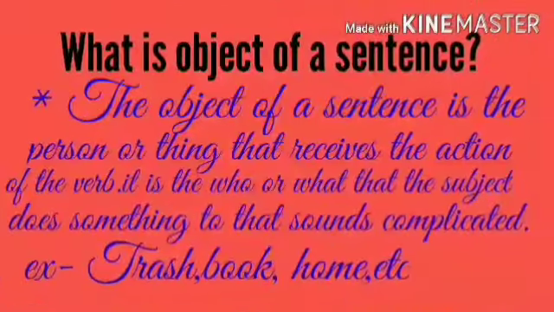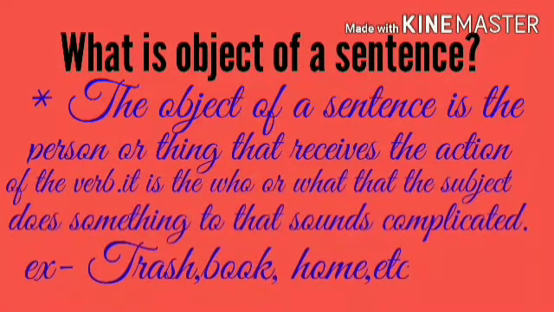Here the next question is, what is the object of a sentence? The object of a sentence is the person or thing that receives the action of the verb. It is the who or what that the subject does something to, that sounds completed. Here you can see example, trash, book, home, etc.